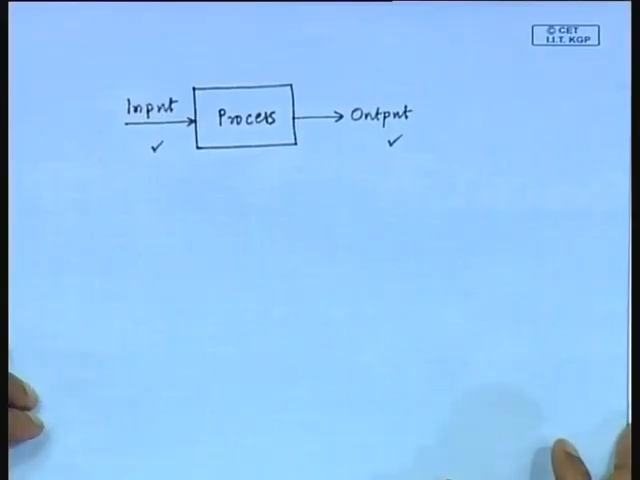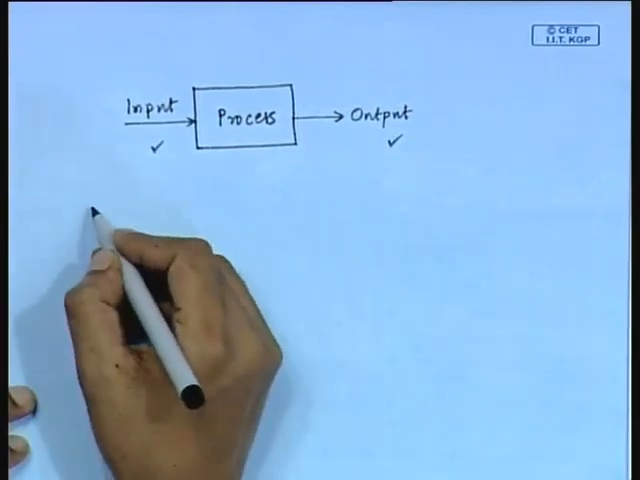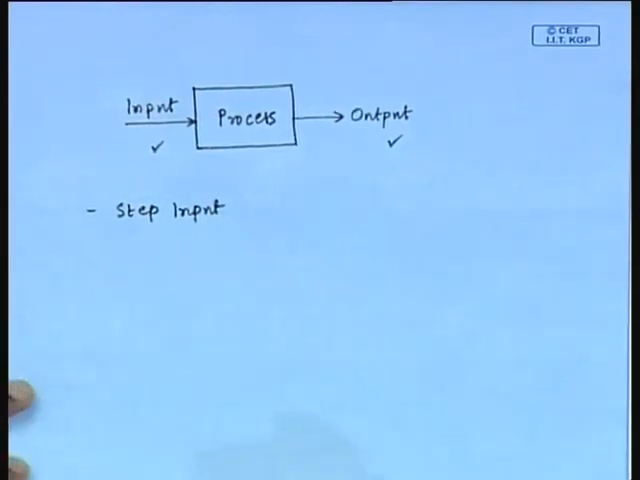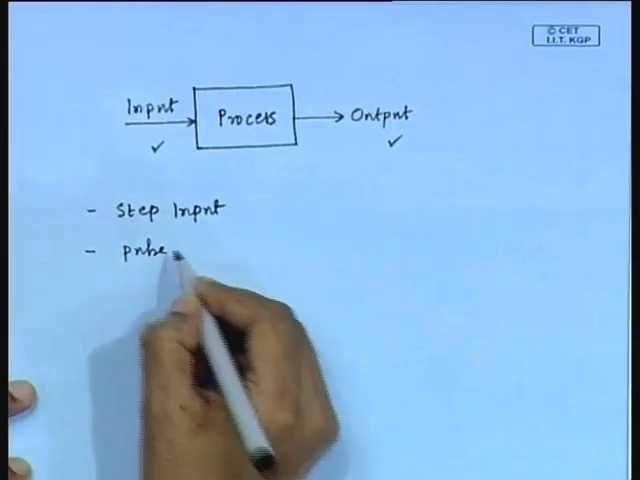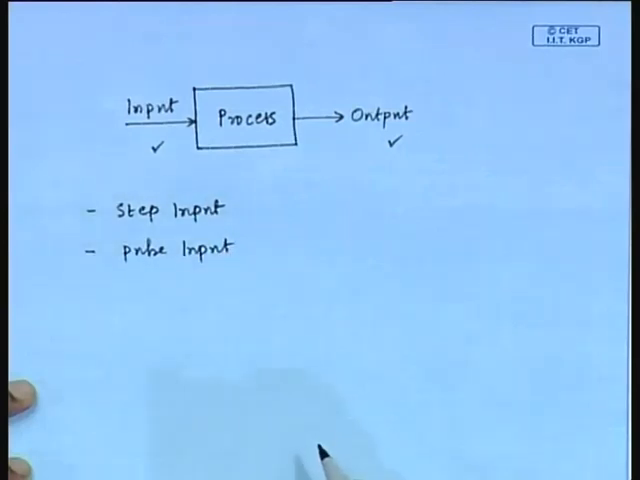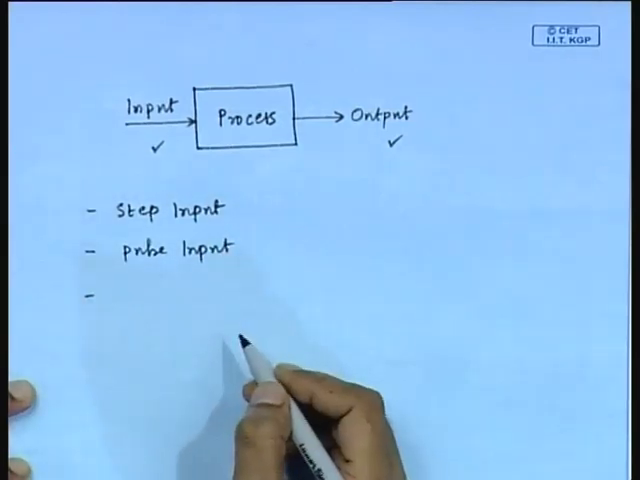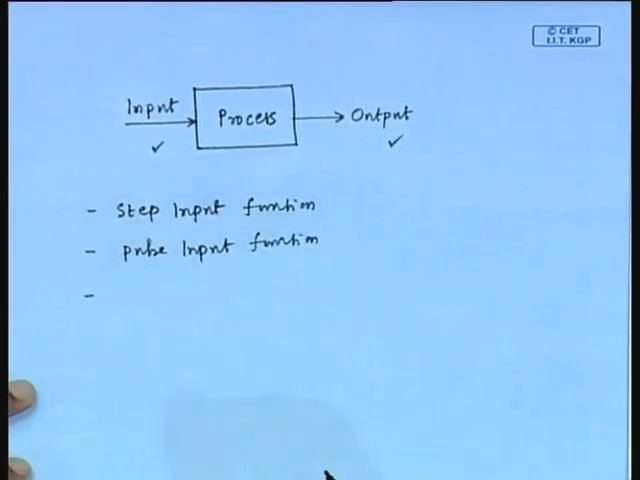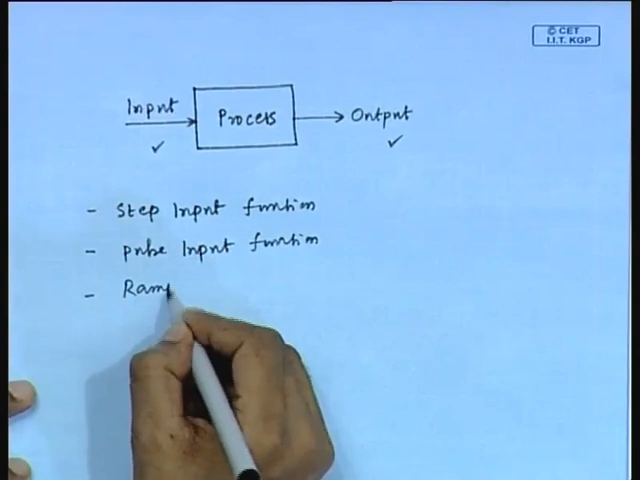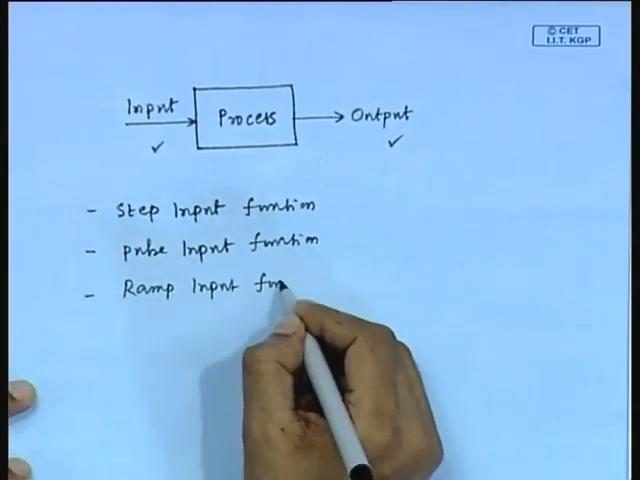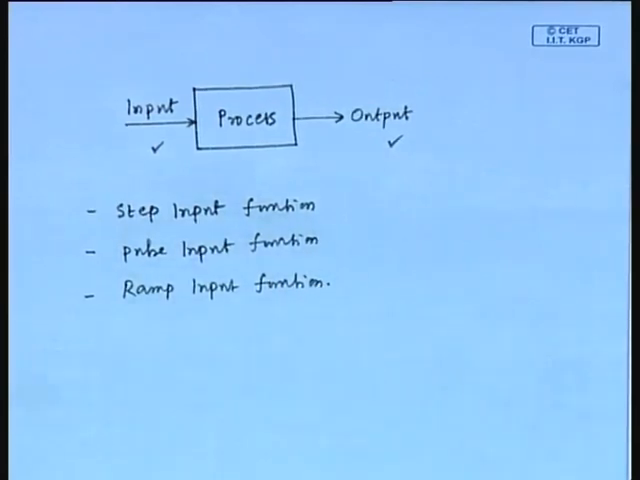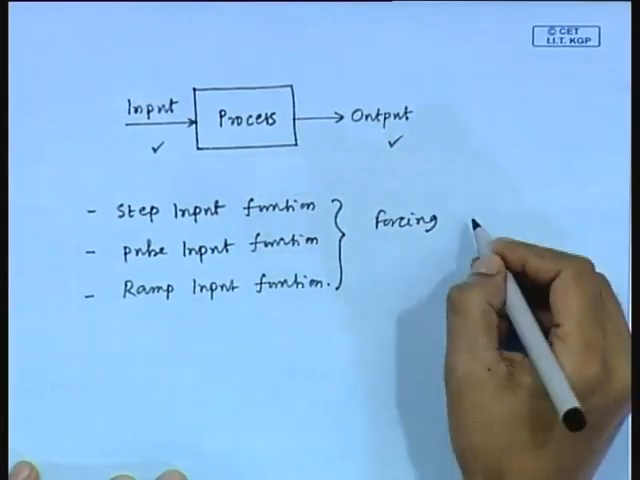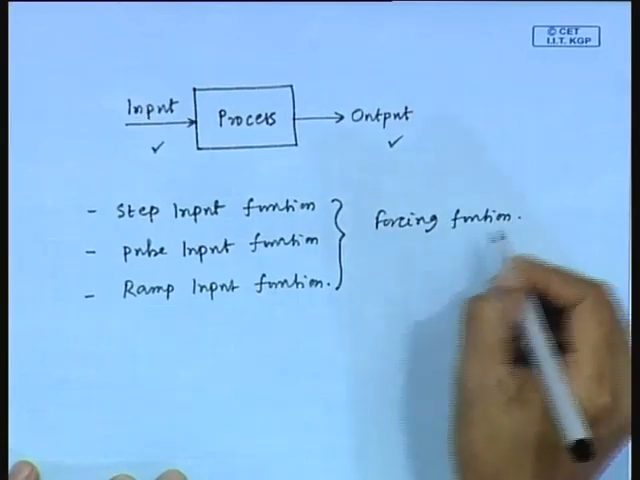Now there are different input variables which we will consider. Those are like step input, fine. Another one is pulse input. It is better to write step input function, pulse input function, then ramp input function, fine. So these functions are basically called forcing functions. We will use this name, forcing function.